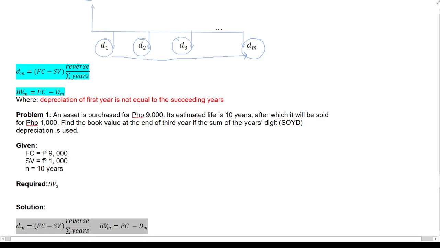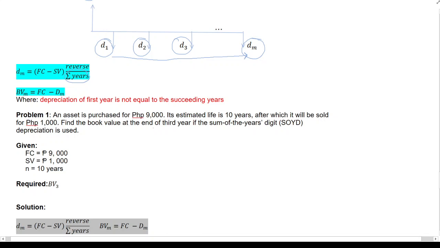Okay, so the formula for the depreciation at the nth period is equal to the first cost minus the salvage value multiplied by the reverse year, divided by the summation of the years. The book value is equal to the same, first cost minus the depreciation at a certain period. So we have here problem number one. If we have the useful life, the summation of the years is just, we have to add the years.